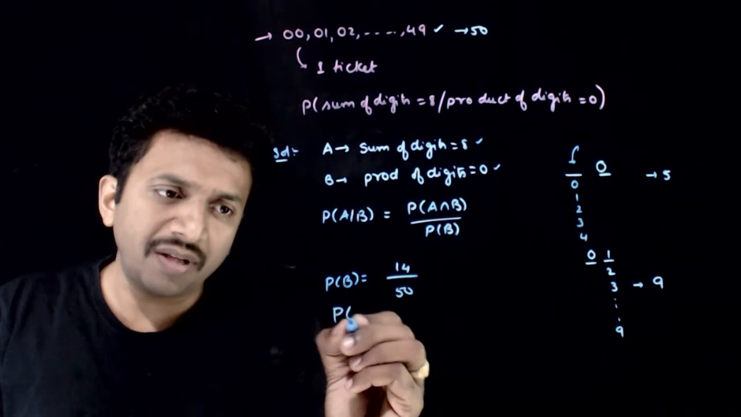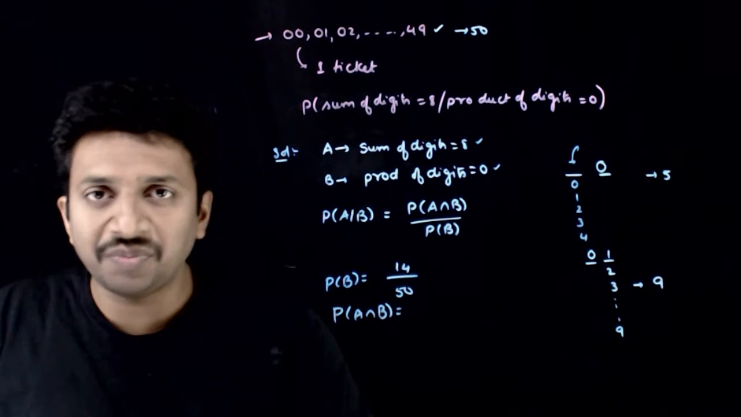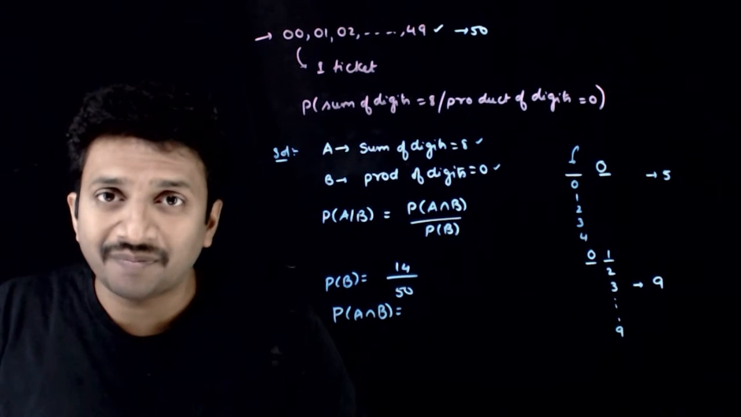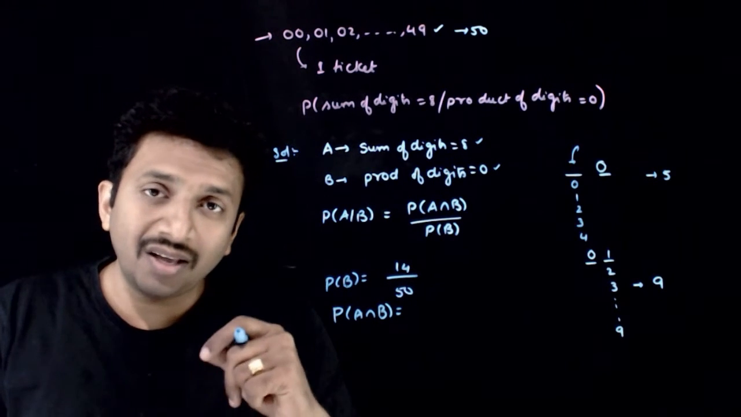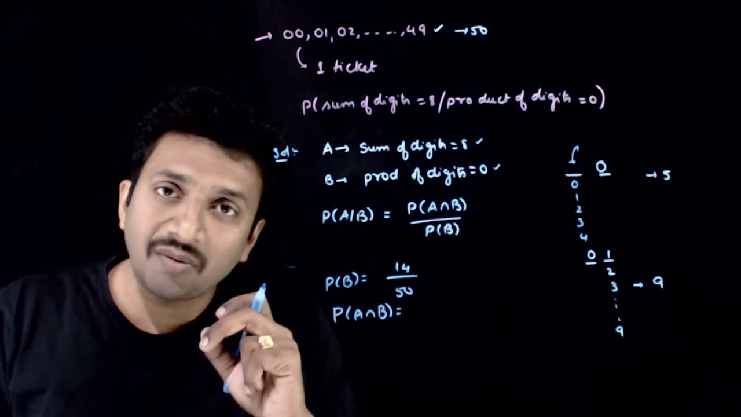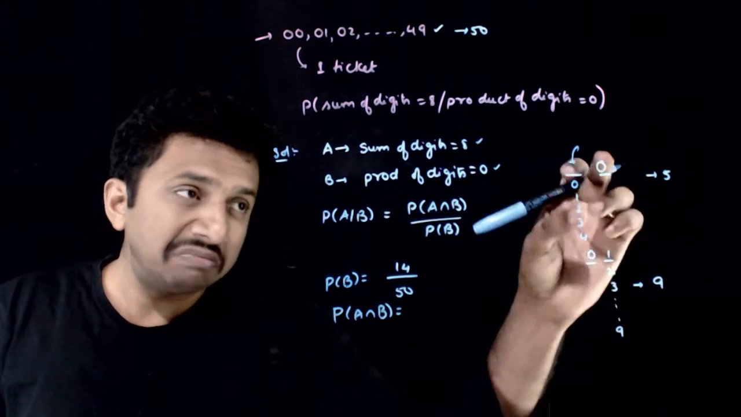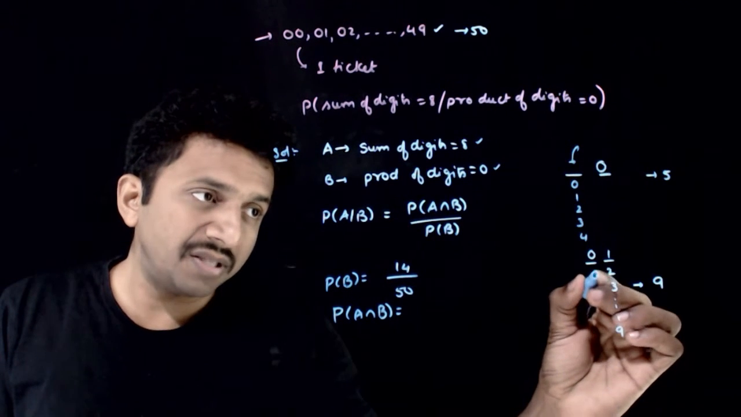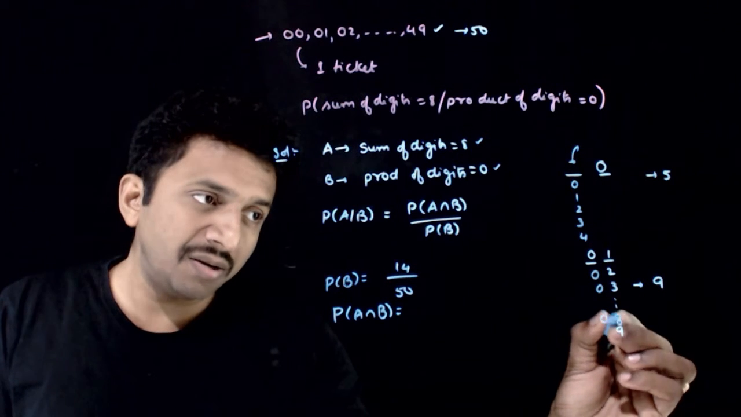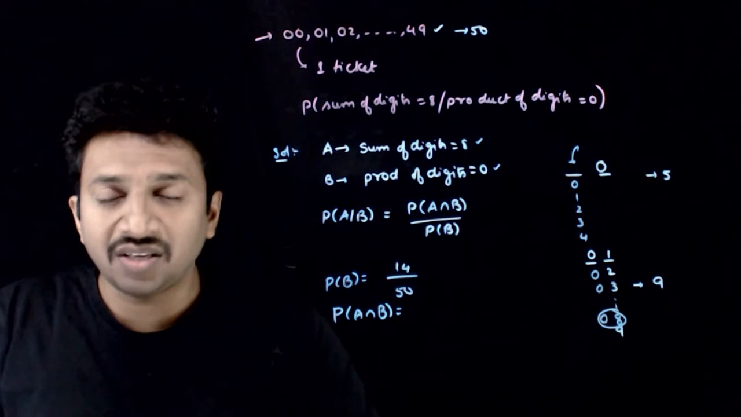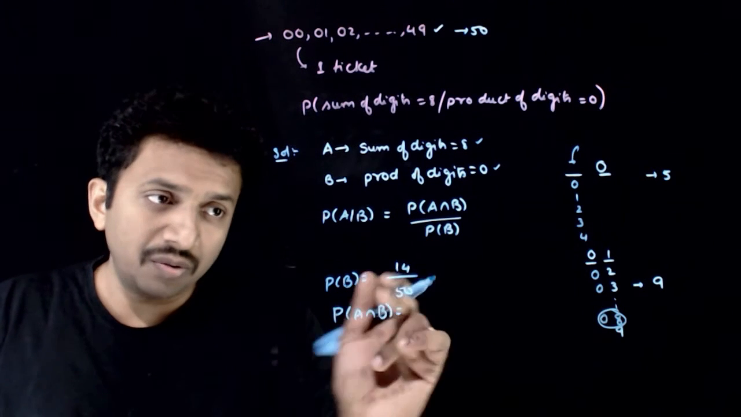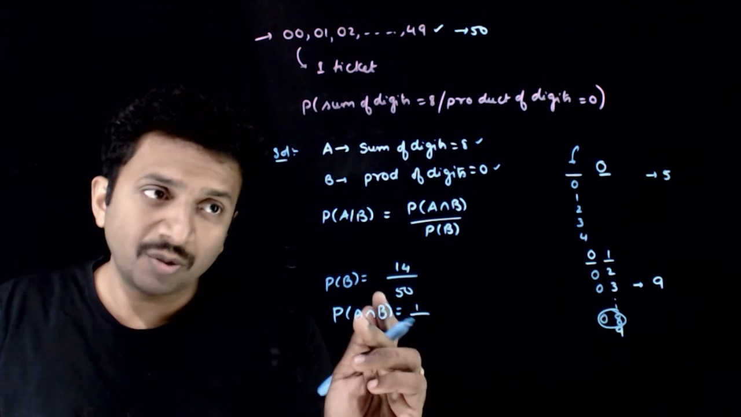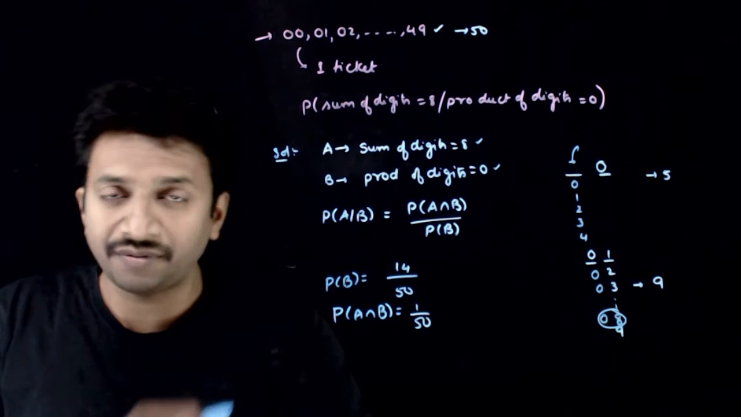Now, what is P of A intersection B? A intersection B is nothing but the product of the digits has to be 0, and the sum of the digits should also be equal to 8. So, out of these 14 options, in how many options is the sum of digits equal to 8? So, these cases do not satisfy the condition. So, you have 02, 03, so on. You have a number 08, where the sum of digits is equal to 8. So you have only one number such that the sum of digits is equal to 8. So P of A intersection B is 1 out of 50.